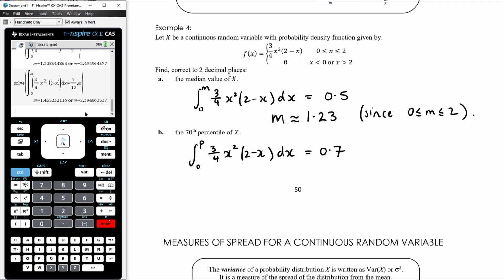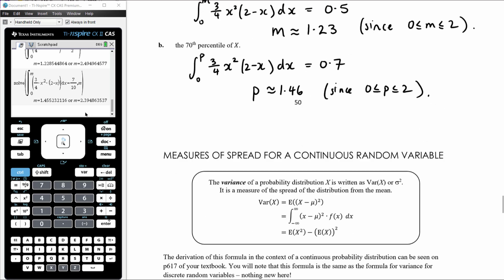Again, it has to be between 0 and 2, and so p has to be approximately 1.46. Because I've ignored a solution, I'm going to be clear about why. We would expect p to be bigger than m. The 70th percentile should be a higher value than the 50th percentile, so it makes sense that p is 1.46, which is larger than the median of 1.23.